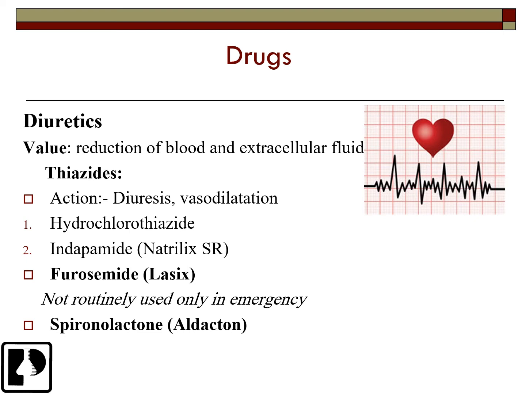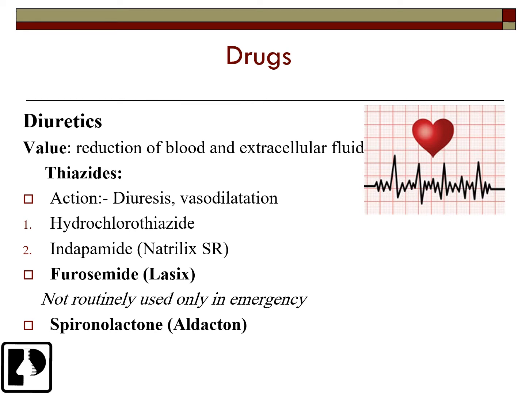First group is diuretics, and as you all know, diuretics are drugs that increase the urine flow, so it will reduce the blood and extracellular fluid. The diuretic group includes many drugs, like thiazide. Thiazide causes diuresis and vasodilatation, so it has a double action in hypertension. The most common one is hydrochlorothiazide, but we don't have hydrochlorothiazide by itself in Egypt. It will be added to another drug.